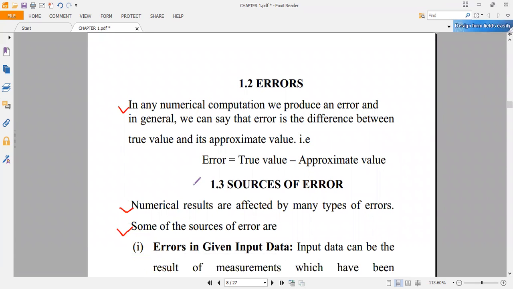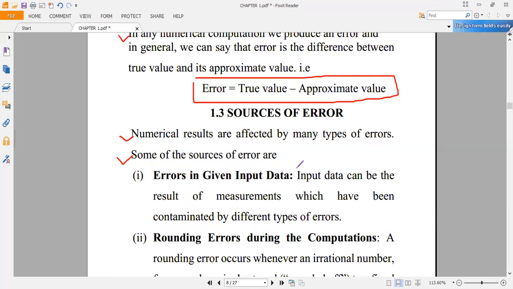In any numerical computation, we produce an error. In general, we can say that error is the difference between the true value and its approximate value, and we can take it like this: error is the true value minus its approximate value. Before going to see different types of errors, let's see what the sources of error are.